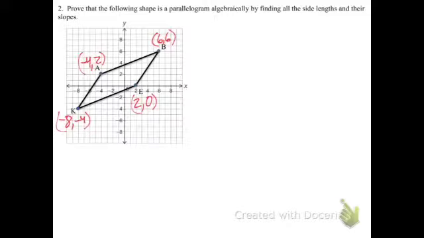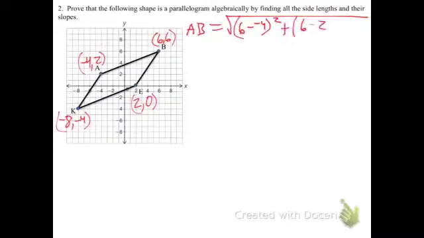Oops. And so we're going to do that. Let's start with AB. AB, the distance from A to B, is equal to, and we got this big old square root thing here. B is far to the right, so that's going to be x2, y2. 6 minus negative 4, square that. And we have to get 6 minus 2. Square that guy.